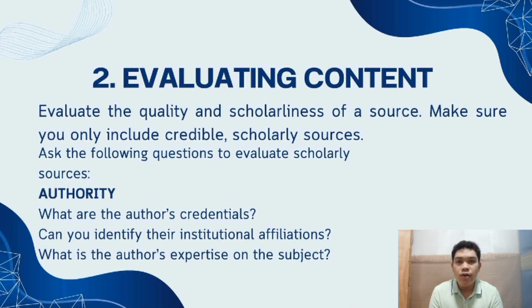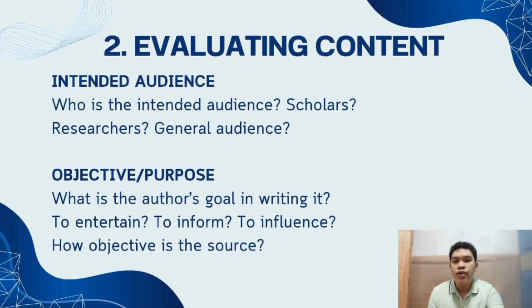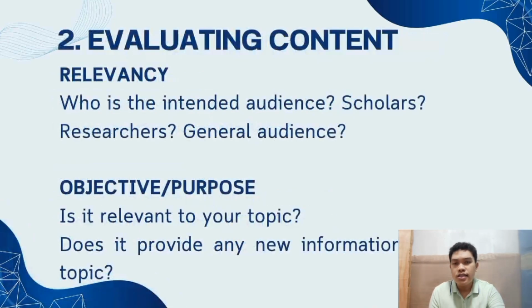Evaluating content. Evaluate the quality and the scholarliness of source. Make sure you only include credible scholarly sources. Ask the following questions to evaluate scholarly sources. The first one is the authority. What are the author's credentials? The second one is the currency. When was the source published? The third one is the documentation. Does the author cite credible sources? Now, the fourth one is the intended audience. Who is the intended audience? Next is the objective or purpose. What's the author's goal in writing it? The last is the relevance.